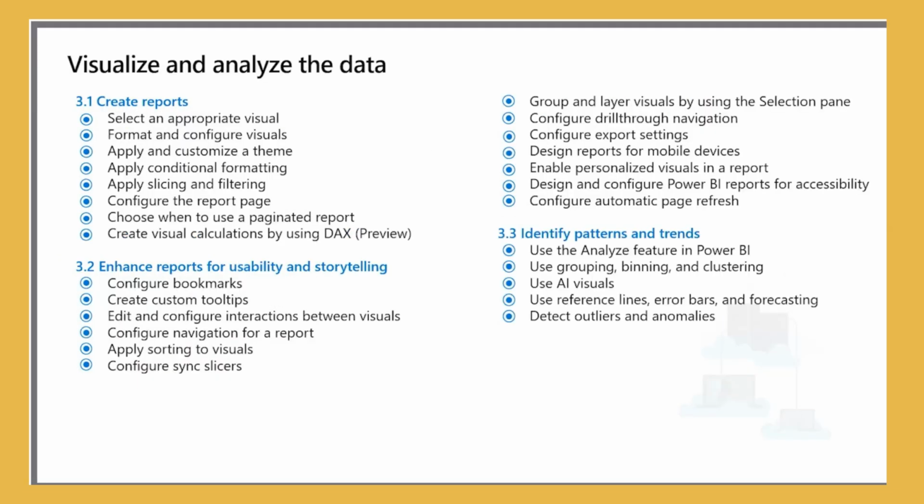The next is the third module. The third module is about visualizing and analyzing the data. In this you have a total of 4 chapters. So you need to know what the requirements for the reports are, how to create a report, and use the concepts of conditional formatting, slicers, and filters. Next, how do you enhance the reports for usability and storytelling.